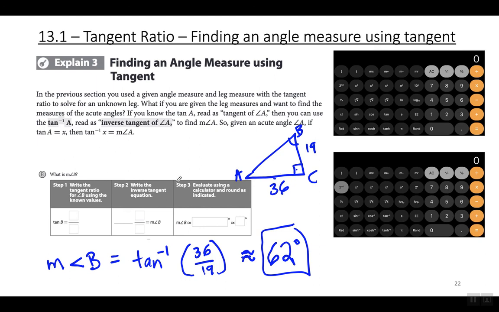Ok, así que si tengo que encontrar la medida de ángulo B, hago 36 dividido por 19 igual a, y al final le doy a este botón para el inverso de tangent y me da aproximadamente 62 grados. Y si se dan cuenta, estos dos ángulos son complementarios. La suma te da 90. Para este ángulo me dio 28 y para este ángulo me dio 62, que la suma te da 90.